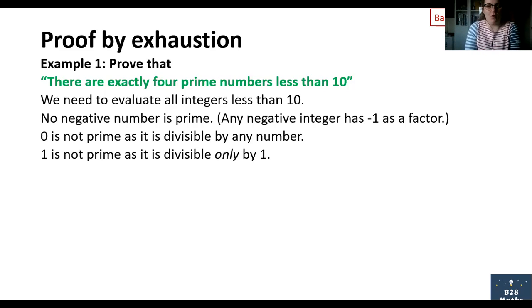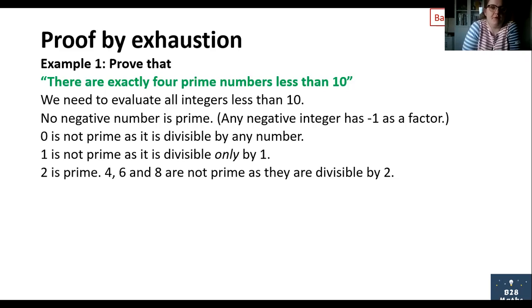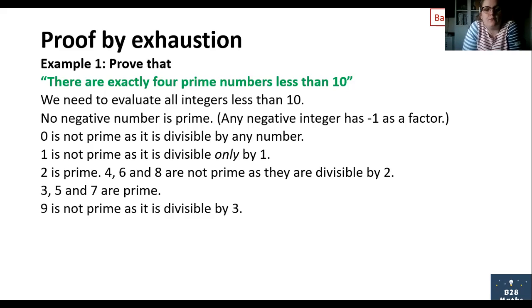divisible only by 1. 2 is a prime number. 4, 6, and 8 are not prime numbers. Straight away, we can say that because they're divisible by 2. So we've got rid of them. So actually, we've dealt with 1, 2, 4, 6, 8. Let's go to our next number, 3. 3, 5, and 7, yeah, they're prime numbers. So we've dealt with the numbers in between. 9's not a prime number, as 9's divisible by 3.